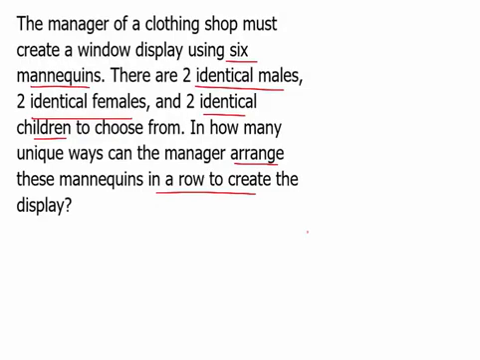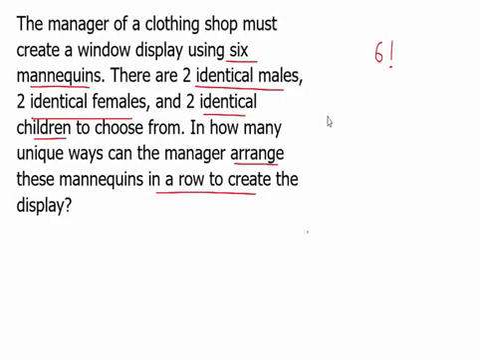For a moment, let's pretend that the 6 mannequins are all different. So they can be arranged in a row in 6 factorial ways, if they were all different. In reality, they aren't. There are actually 3 different groups of 2 identical pieces. So we need to apply the Mississippi rule over here.